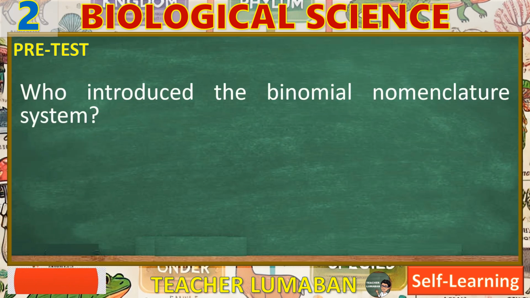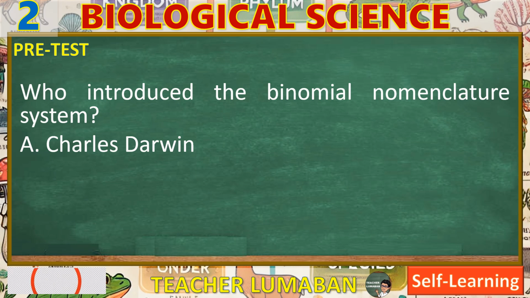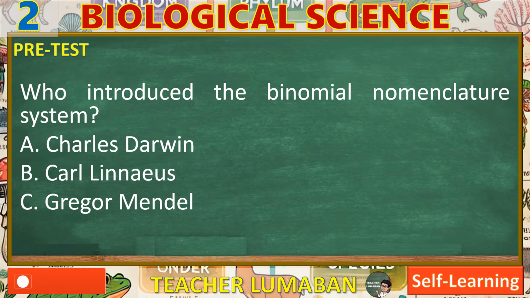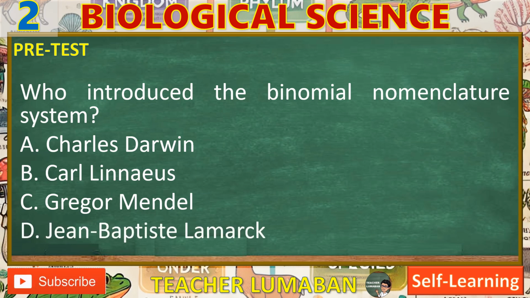Who introduced the binomial nomenclature system? A. Charles Darwin. B. Carl Linnaeus. C. Gregor Mendel. D. Jean-Baptiste Lamarck.